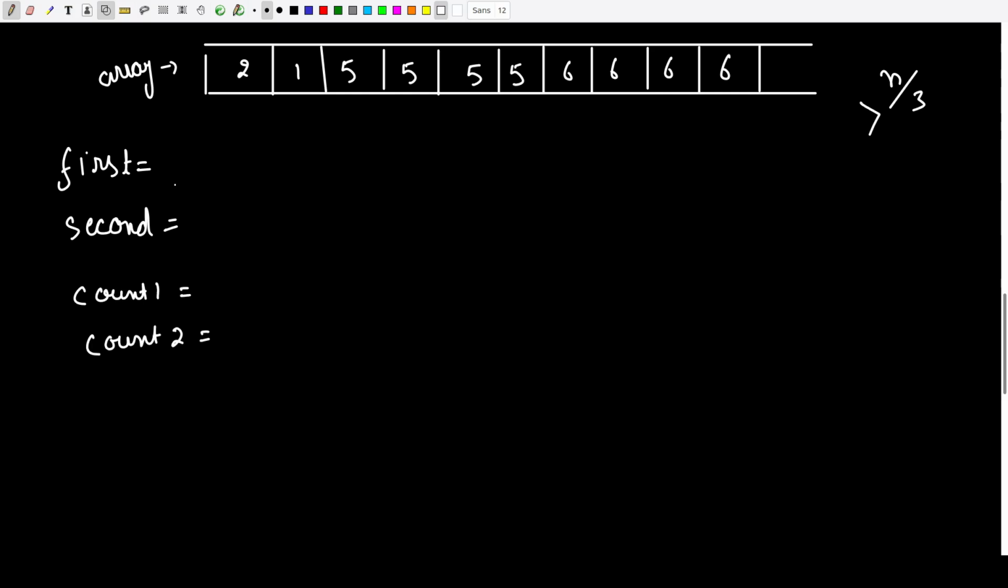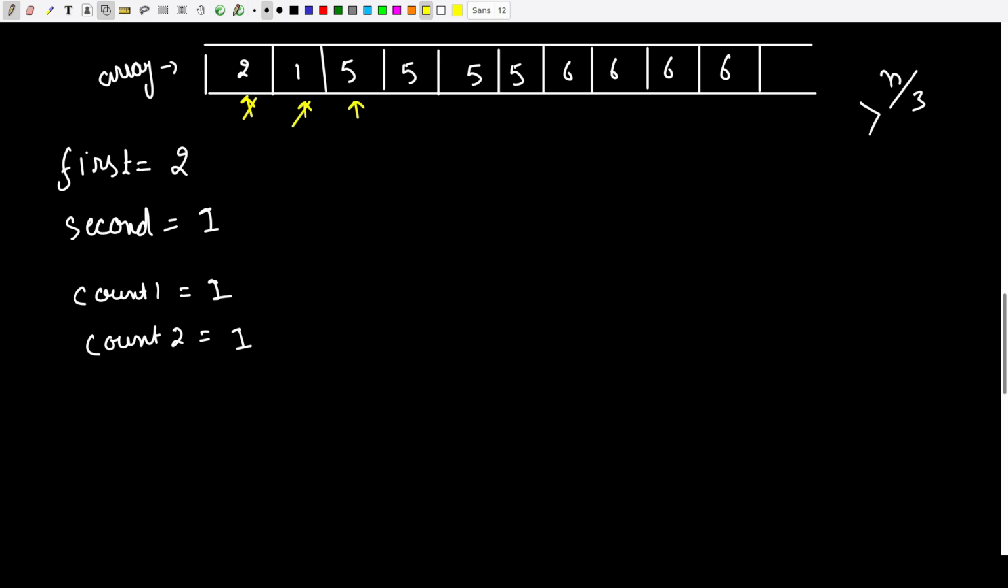Then what we are going to do is iterate on the array. As of now, first is empty, because of which we are going to put the first element as 2 and the count of that is 1. Then we move to the next element. The next element is 1, and as we can see, this element is not equal to the first element, and the second element is empty, because of which we mark the second element as 1 and the count of that element is 1.